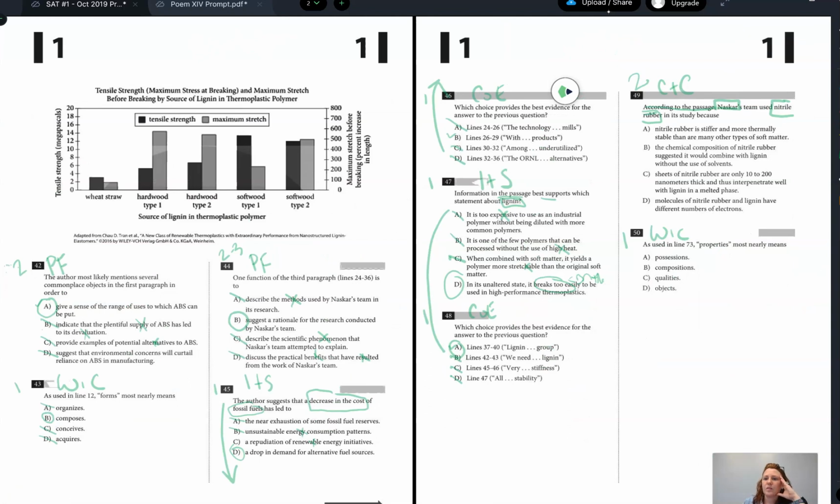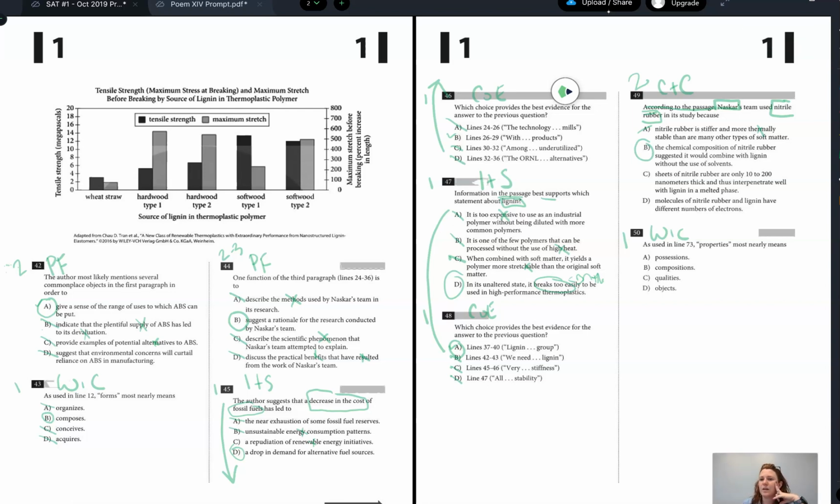Okay, nitrile rubber is stiffer and more thermally stable than many other types of soft matter. Okay, we didn't discuss that here. It's about their similar makeups. The chemical composition of nitrile rubber suggests it would combine with lignin without the use of solvents. That's almost word for word. I'm going to assume this one is true, but let's prove C wrong.